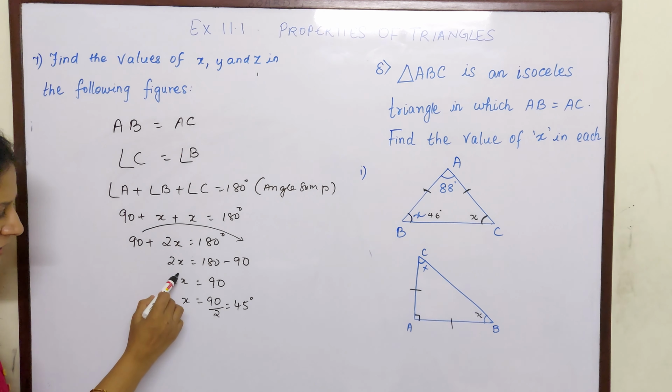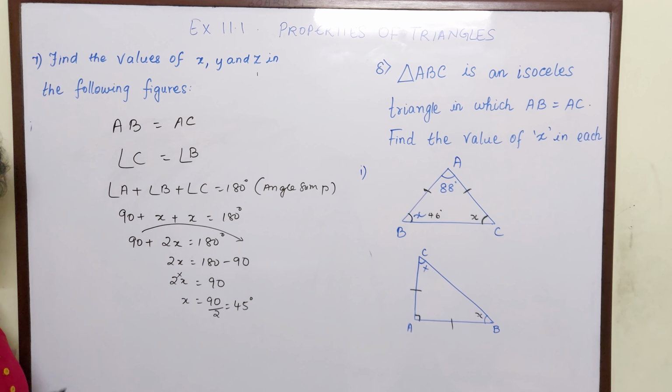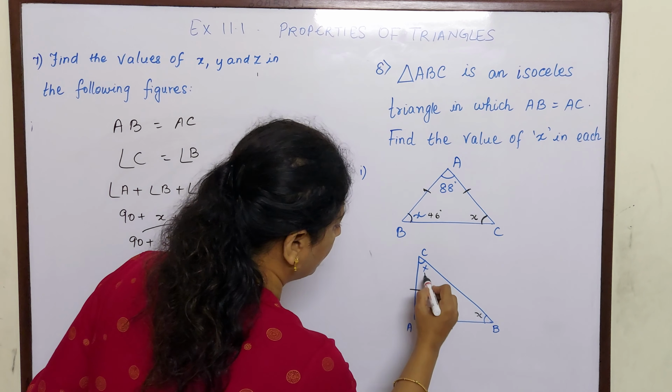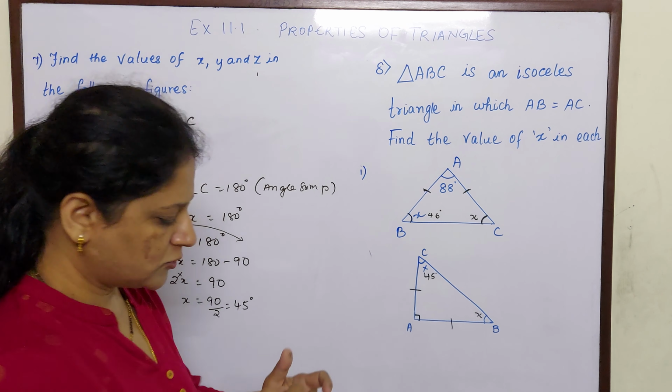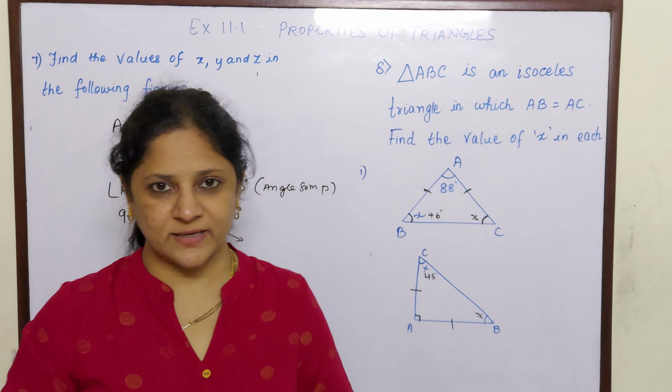Right? Because 2 here is multiplied, so when it goes here, it becomes division. So x is equal to 45 degrees. So I hope you understood how to find x, y, z.